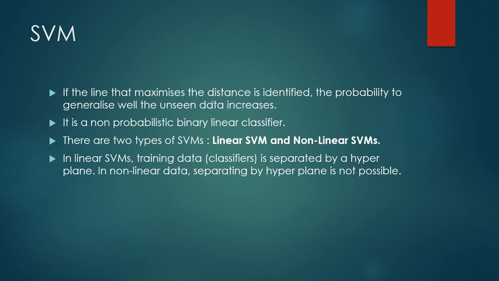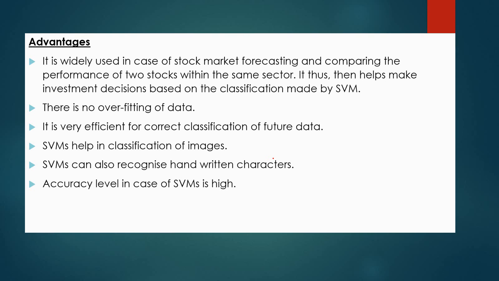If the line that maximizes the distance is identified, the probability to generalize well to unseen data increases. It's a probabilistic binary classifier, and there are two types of SVM, linear SVMs and nonlinear SVMs. In linear SVM, training data is separated by a hyperplane, whereas in nonlinear SVM, separation is done by multiple hyperplanes. It's not just a single hyperplane that does the classification. It has got several advantages, several merits. It is widely used in stock market forecasting, apart from the time series ARIMA forecasting.